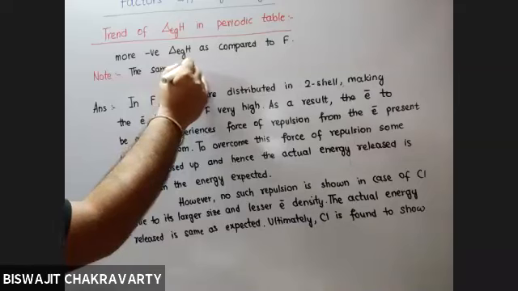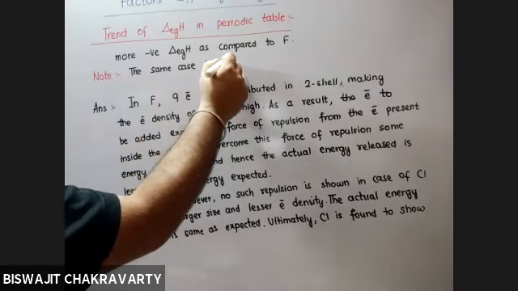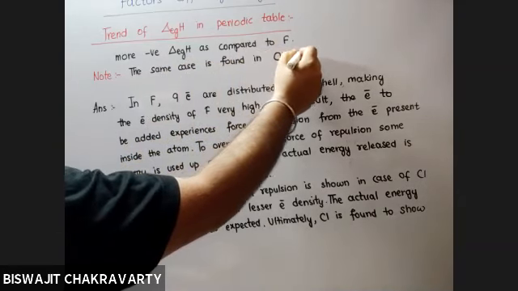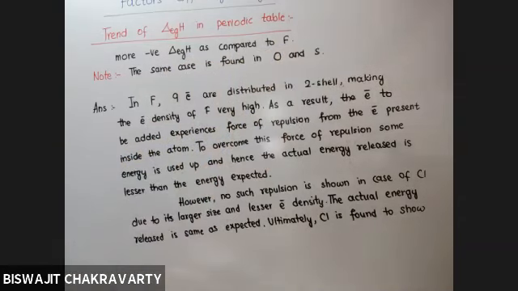The same case is found in oxygen and sulfur. Who was supposed to release greater amount of energy out of oxygen and sulfur? Oxygen. But what is the reality? Who is releasing greater amount of energy? Sulfur. Is it understood? Yes, sir.